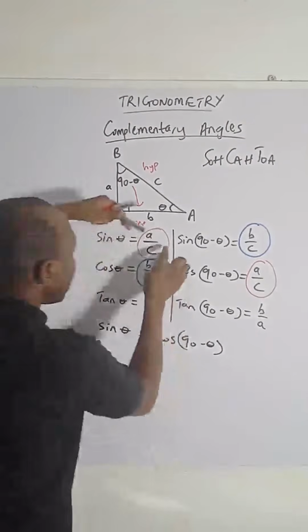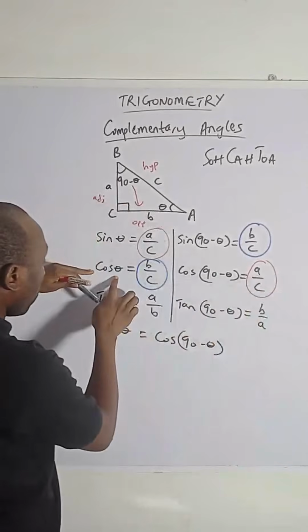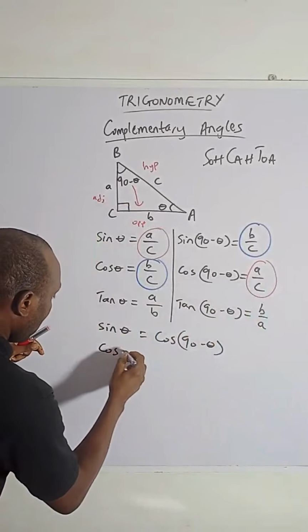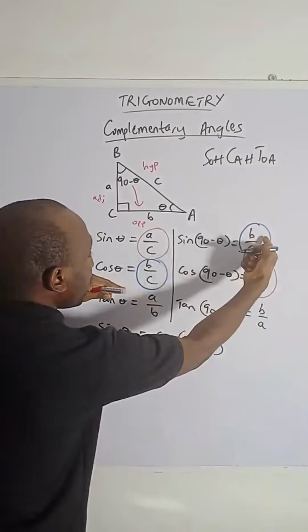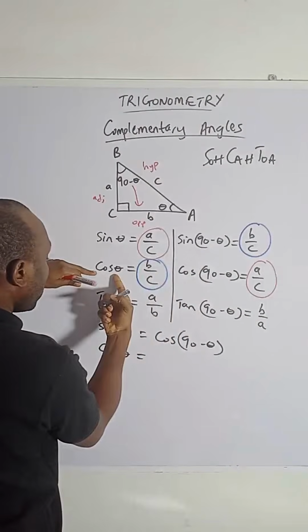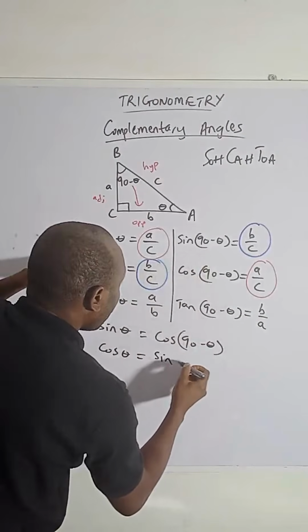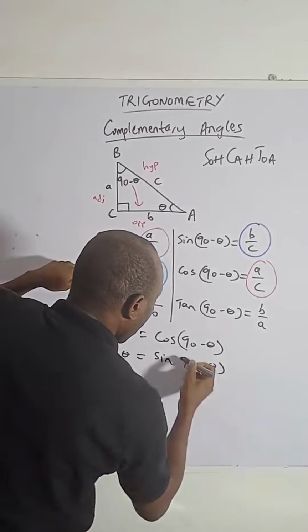Now we have just looked at A over C. What about this one? Cos theta is equal to what? See, B over C. So cos theta is equal to sine of 90 minus theta.